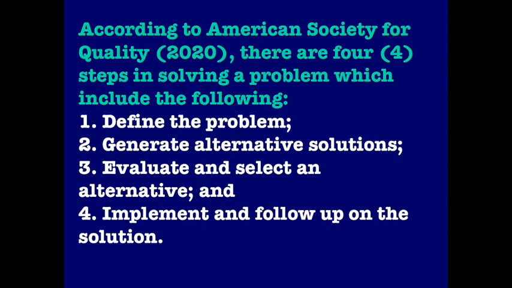According to American Society for Quality 2020, there are 4 steps in solving a problem, which include the following. Number 1, define the problem. Number 2, generate alternative solutions. Number 3, evaluate and select an alternative. And number 4, implement and follow up on the solution.